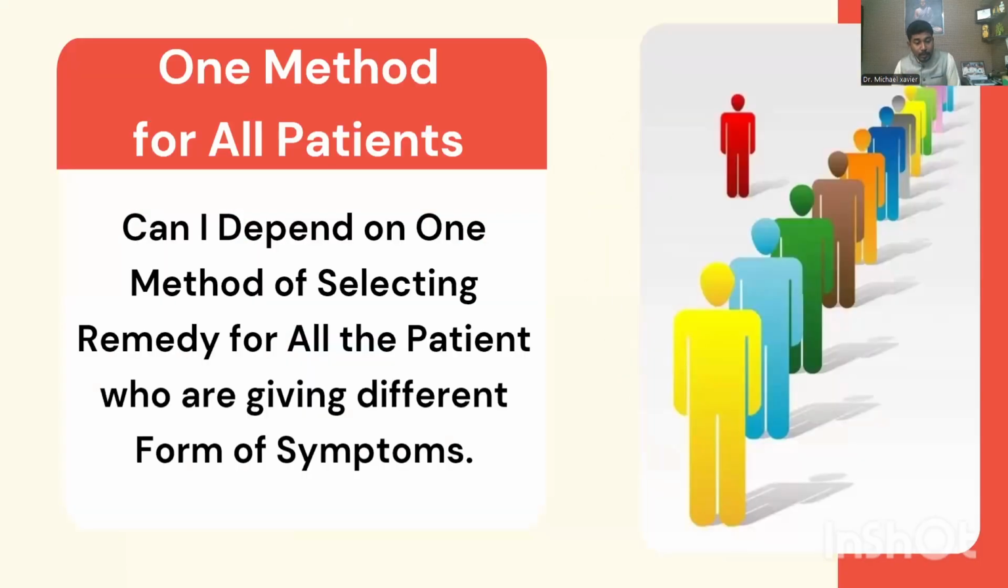Just put this thought. Can I depend on one method of selecting a remedy for all the patients who are giving different forms of symptoms? Just think. I'm depending on one method, and this is my best method. For example, I'm depending on a sensation method, a thematic method, a repertory method, a therapeutic method, or maybe 1 or 2 methods specific to me, what I like, what I can do, what I know, what I experience. Can I depend on that? But see from the patient's point of view, patients are at different levels. The patient is giving mind symptoms, physical symptoms, everything in different ways. The patient will not give only the diagnosis. The patient will not give only mind symptoms.